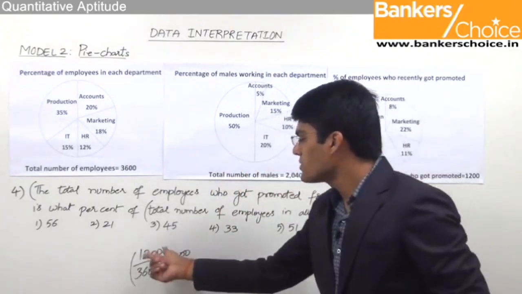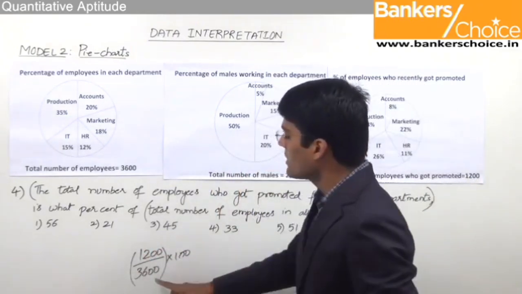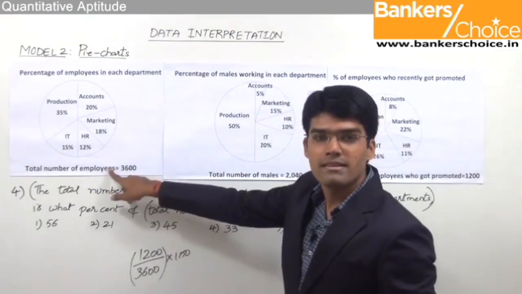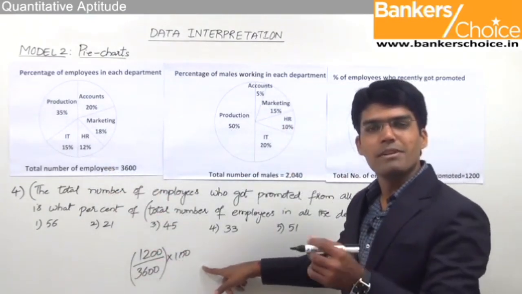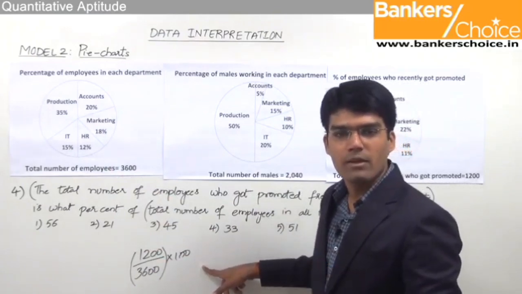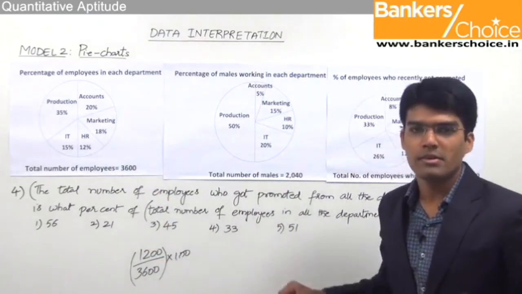The total number of employees who got promoted is 1200. Total number of employees in the organization here is 3600. So X by Y into 100. So as you know, simply we have to pick up the correct values X and Y and take it as X by Y into 100 to get the answer.